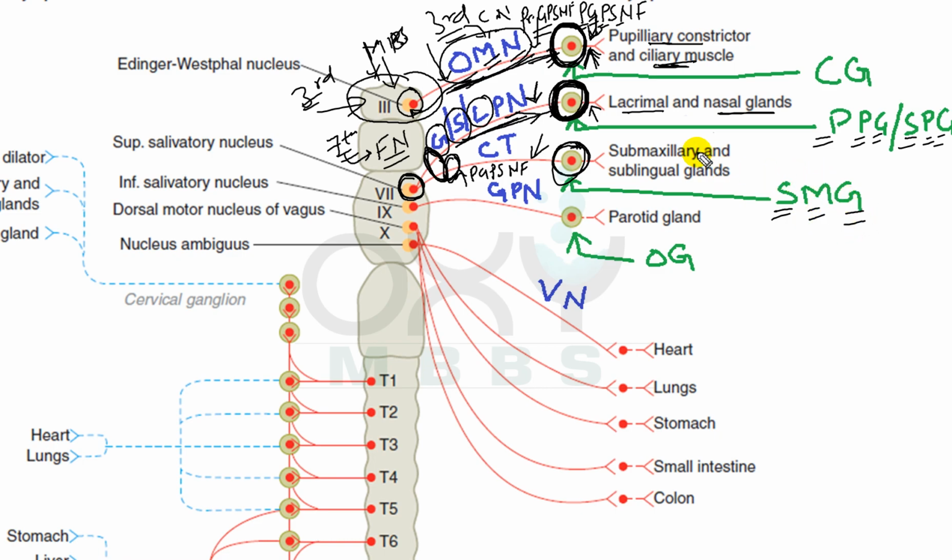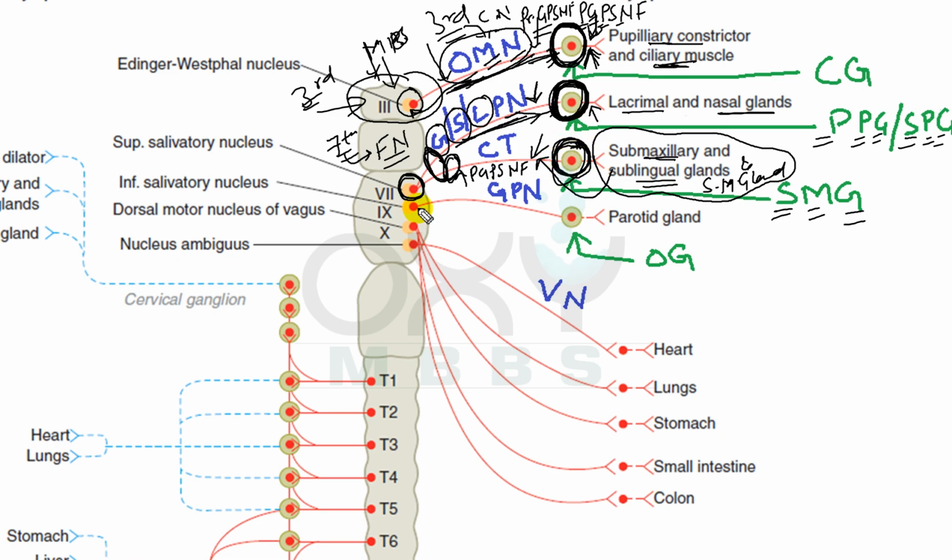Submandibular ganglion is innervating the submaxillary glands, sublingual glands and submandibular glands. So these three salivary glands are under the control of the chorda tympani that forms synapse with the submandibular ganglion.